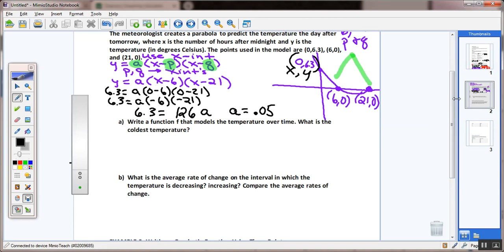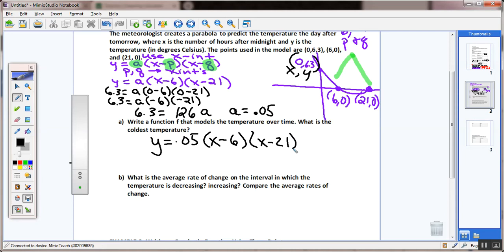I'm going to jump down to part A. Part A says write a function f that models the temperature over time. To write this function, we said use what form, kids? If we're using x-intercept form, we need to be able to plug in for a, p, and q. Here's our function in part A: y equals the a value, which we just found to be 0.05, times (x minus the p value, which was 6), times (x minus 21).